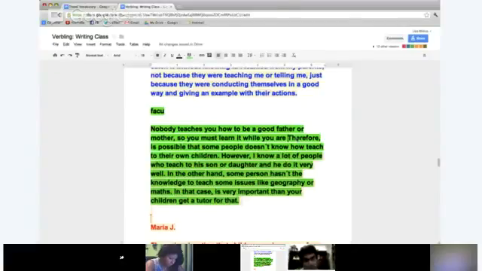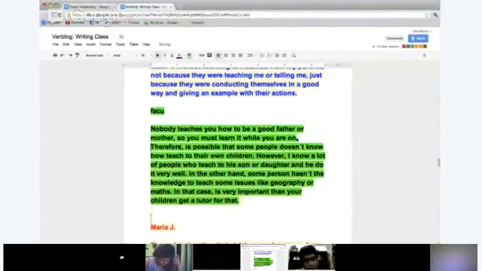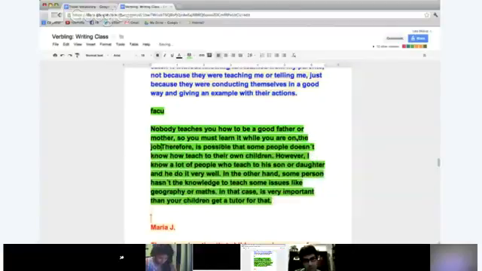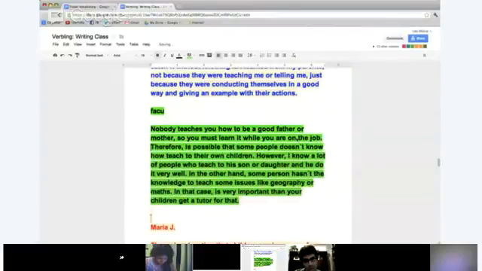But do you mean when you already are a parent or before you even become a parent? No, in the middle of that, at the same time. Before. Okay, so then I would say, nobody teaches you how to be a good father or mother, so you must learn it while you are on the job, is what we say. That means while you're a parent, you're learning how to be a parent.